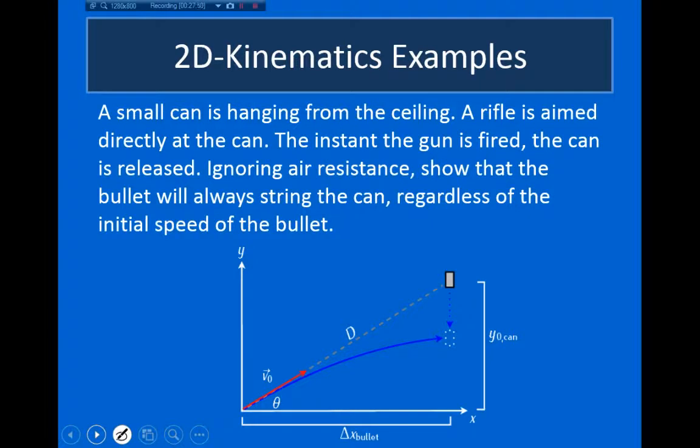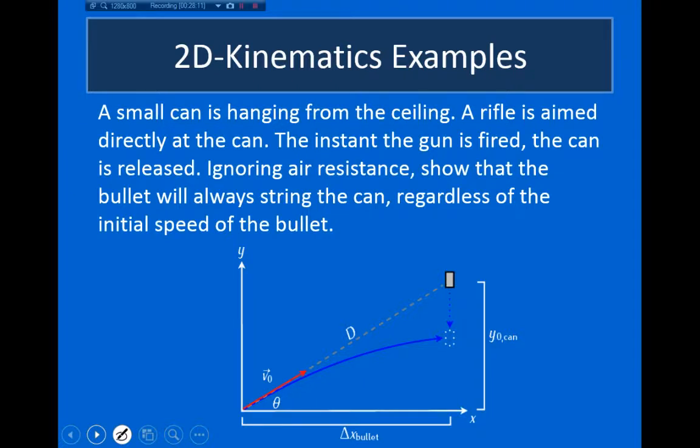So let's go ahead and look at just one last example for 2D motion. This example says, a small can is hanging from the ceiling and a rifle is aimed directly at the can. The instant the gun is fired, the can is released. Ignoring air resistance, show that the bullet will always hit the can regardless of how fast the bullet's traveling.